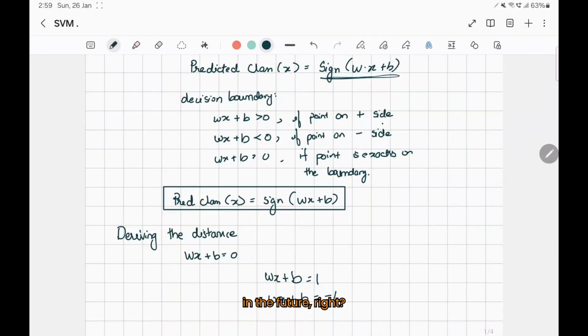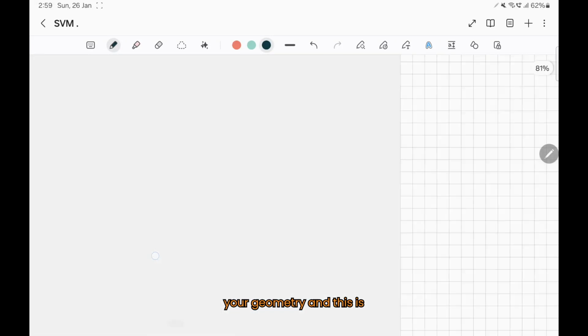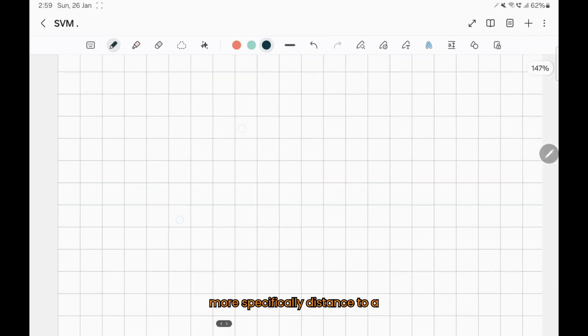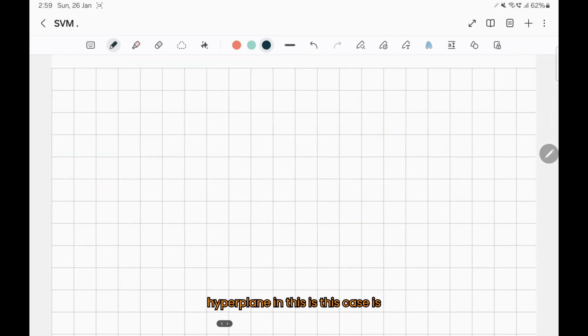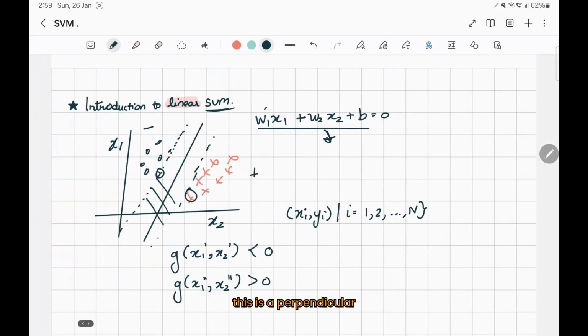It will make things easier for us in the future. If you remember your geometry, distance to a hyperplane is, in this case, a perpendicular distance.